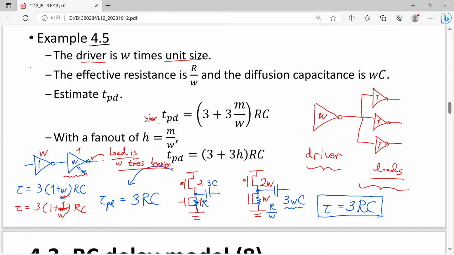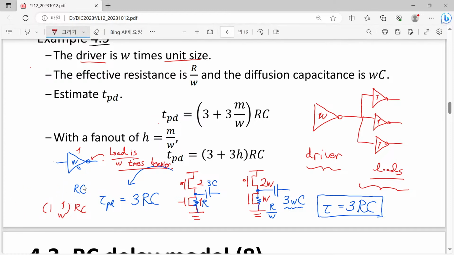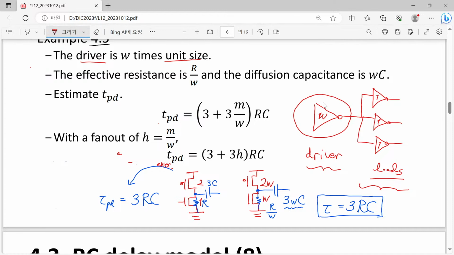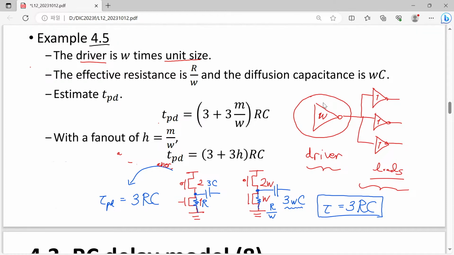Okay. Then let me just once again, although we have already disclosed the answer of this example 4.4, try to find out the answer more systematically. So up to now, we have just studied the independence of propagation delay. However, that was all related with this driver related part. Now we have to consider this load part.